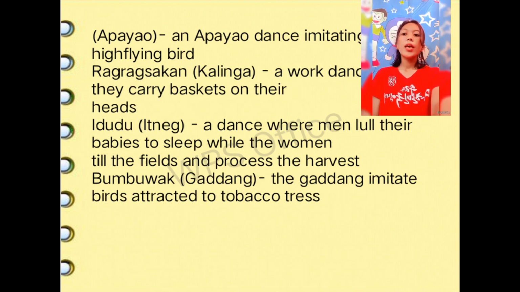Abaya. Abaya dance, a Kalinga dance. A work dance where they carry baskets on their heads. Itneg, a dance where the men fold their babies to sleep while the women work the fields and proceed to the harvest.